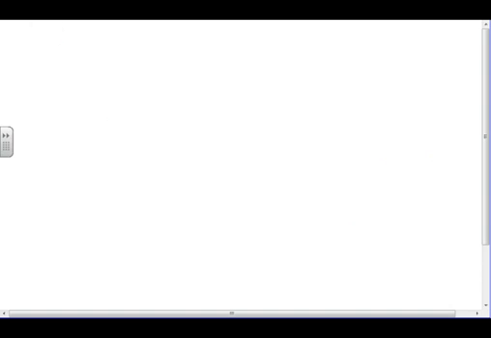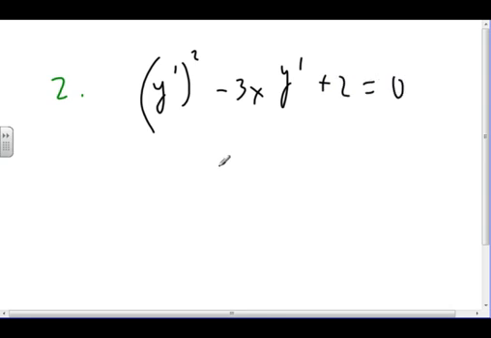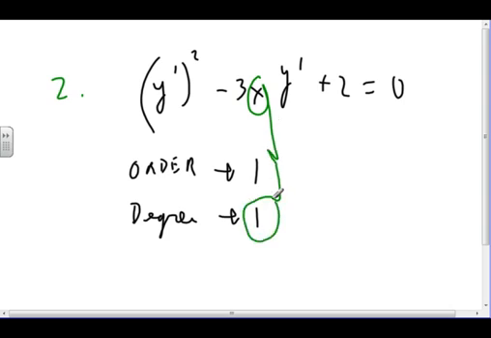Alright, so now we're looking at problem number 2, which wants to find the order and the degree. I've got y prime squared minus 3x y prime plus 2 equal to 0. So my order is 1 and my degree is 1. The degree is based on the power of the x guy, and the order is based on the highest derivative. It doesn't matter that I squared it or not. That's irrelevant.